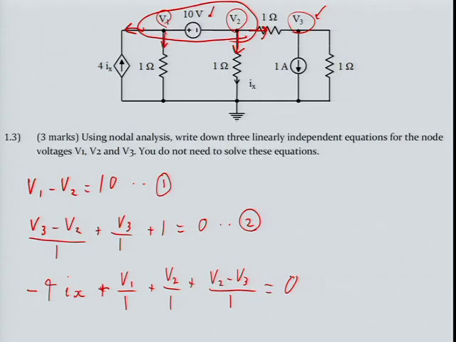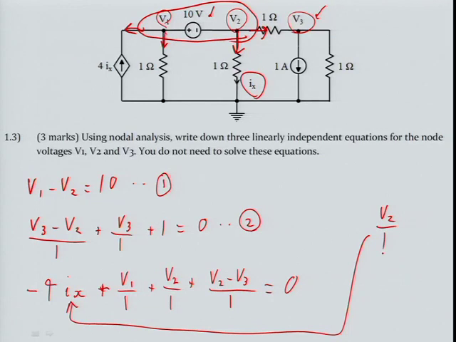Do I stop there? No, there's a pesky IX over here because it was a dependent current source. I don't want IX, I've got to get rid of it. But what is IX? IX is this thing here, which must be V2 on 1. So I substitute that in for IX, and I've got my third equation. It says 3 equations, so I couldn't leave it like that and then write IX equals V2 on 1. I'd have to substitute it in for IX.